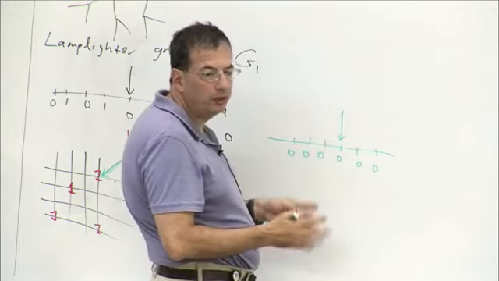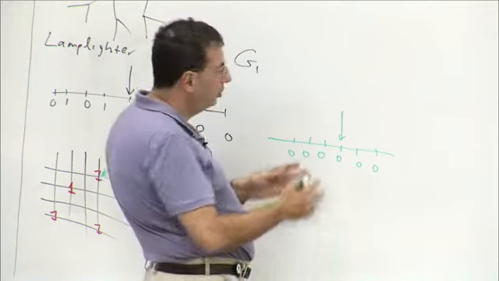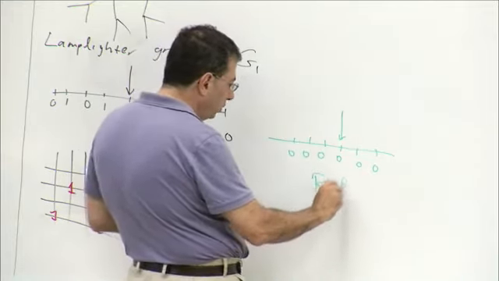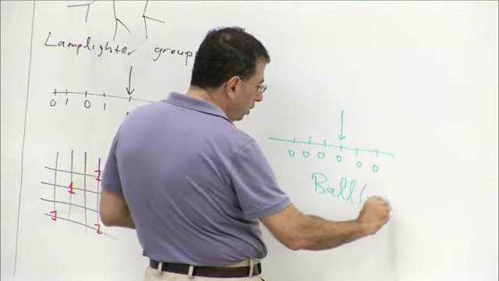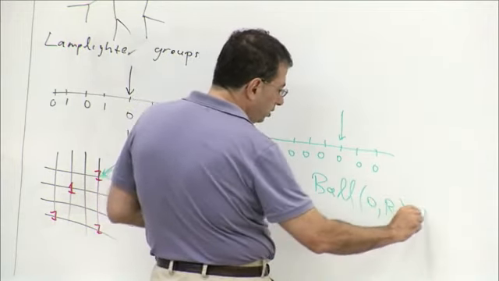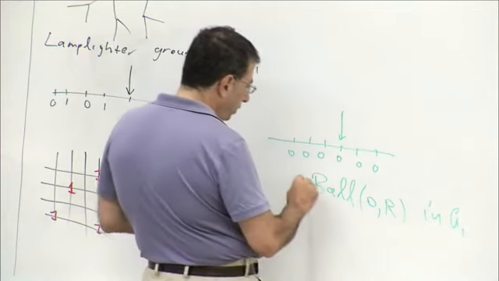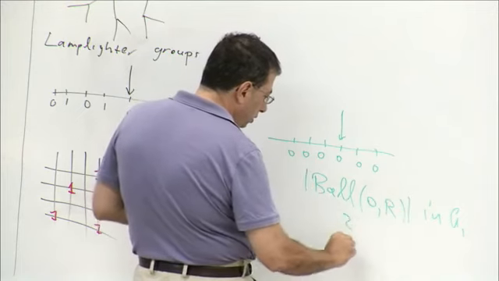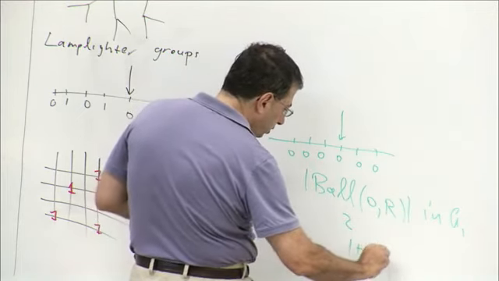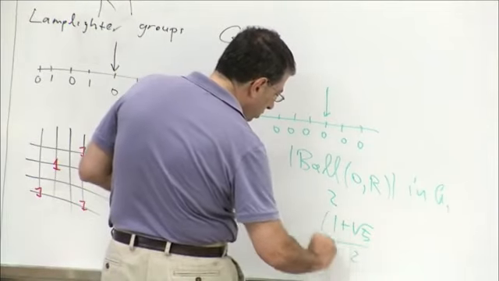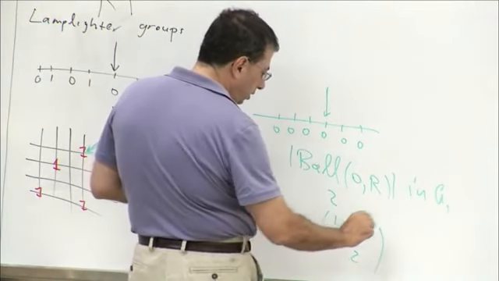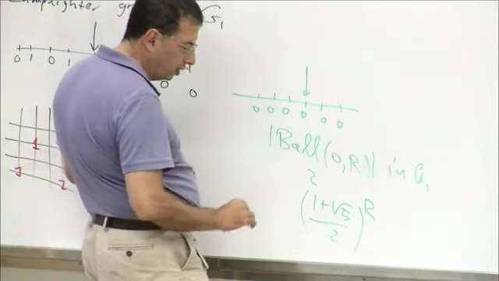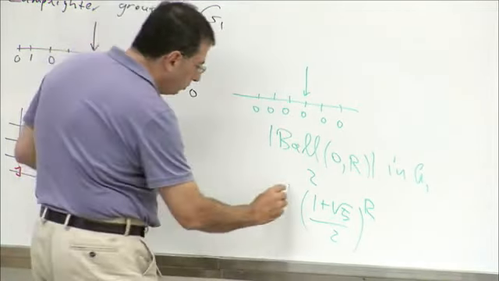If you do this more carefully, you get the Fibonacci recursion. So it turns out that if you take the size of the ball of radius r in G1, then asymptotically, the size of it grows like the golden mean to the r, well, up to constants. So I'll write just theta here.